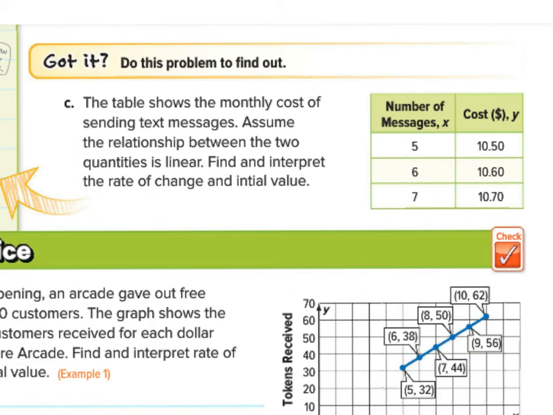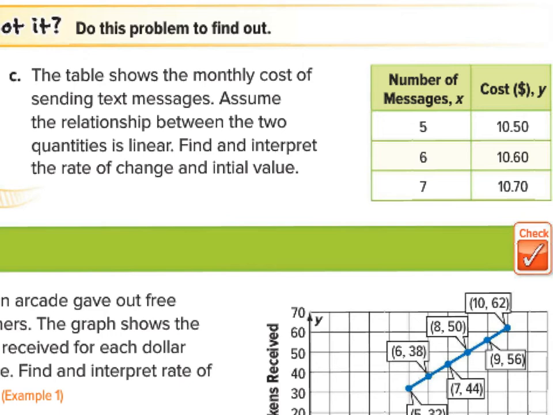Okay, and finally, if you think you know how to do it on your own using this table, go ahead and pause the video now. Okay, let's check your answer. The table shows the monthly cost of sending text messages. Assume the relationship between the two quantities is linear, which means it'll increase by the same rate each time. Find and interpret the rate of change and initial value. So number of messages, okay, it's our x.